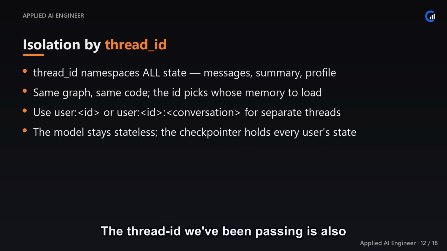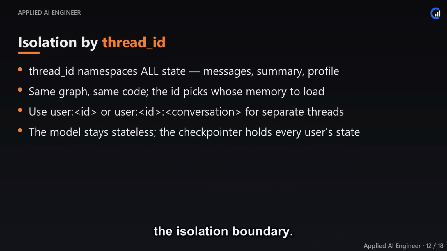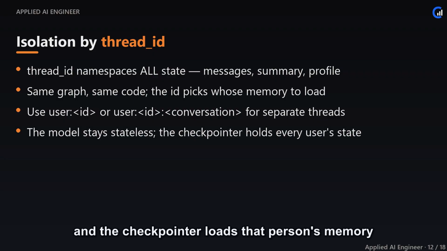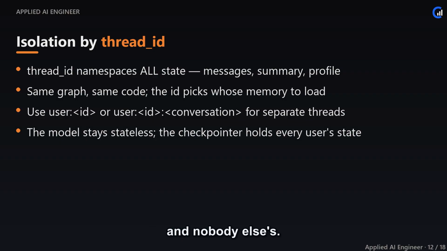The thread ID we've been passing is also the isolation boundary. Every field, messages, summary, profile is namespaced under it. So the same compiled graph, with no code changes, serves thousands of users. Pass a different thread ID, and the checkpointer loads that person's memory and nobody else's.